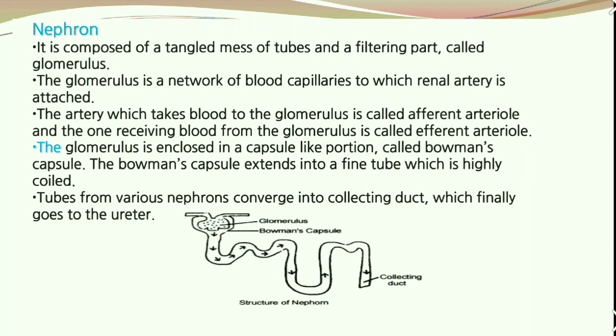The glomerulus is a network of blood capillaries to which the renal artery is attached. The artery which takes blood to the glomerulus is called the afferent arteriole and the one receiving blood from the glomerulus is called the efferent arteriole. The glomerulus is enclosed in a capsule-like portion called the Bowman's capsule. The Bowman's capsule extends into a fine tube which is highly coiled. Tubes from various nephrons converge into the collecting duct which finally goes to the ureter.